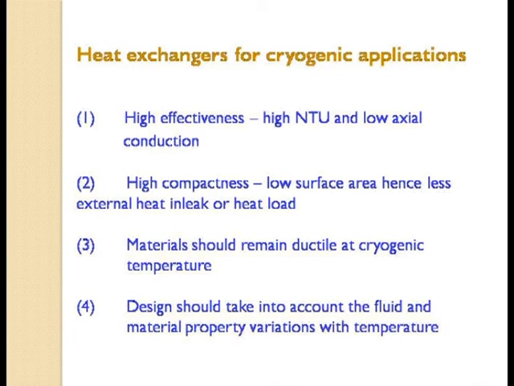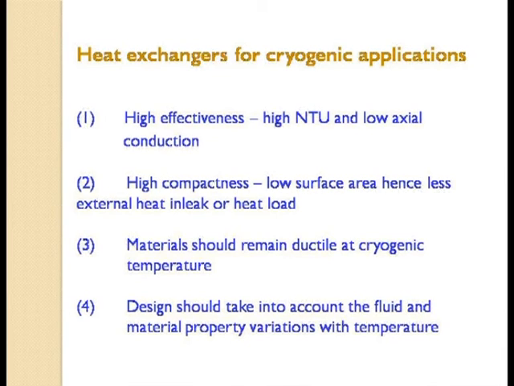Non-metallic materials like polymers and plastics become brittle. Even some metallic materials become brittle, but materials like stainless steel, copper, and aluminum can work down to liquid cryogenic temperature, even down to 4 Kelvin. Though there is a reduction in ductility, they can still hold the required pressure or strength, and you can work with them. So material selection becomes important because at low temperature there is a transition from ductile to brittle. Then the last part: the design should take into account the fluid and material property variation.